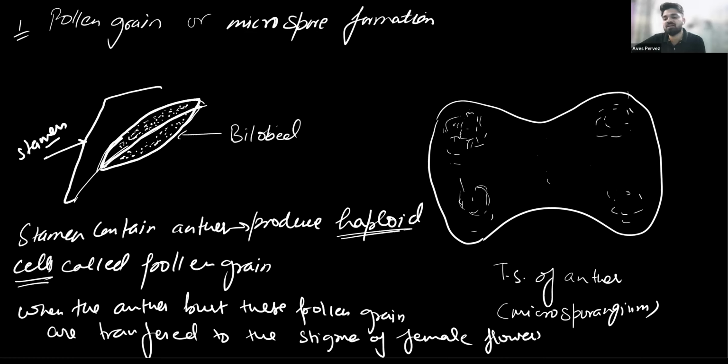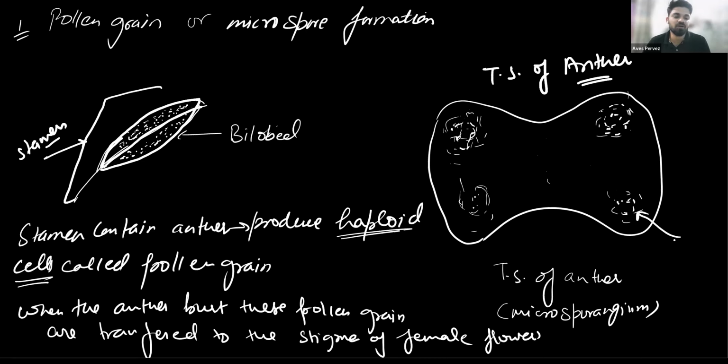Inside this anther, which is bilobed, if we open it like this, we will find, in this portion, the transverse section of the microsporangium. Anther is called sporangium, or we can say transverse section of anther in simple words. Don't be technical. So these are the pollen grains in the anther. You understood?